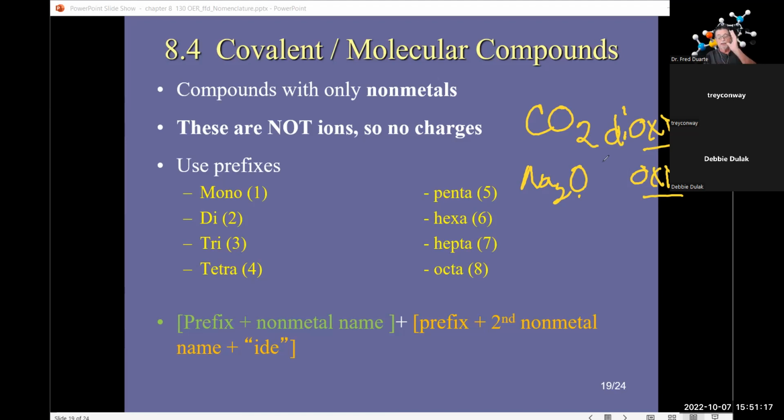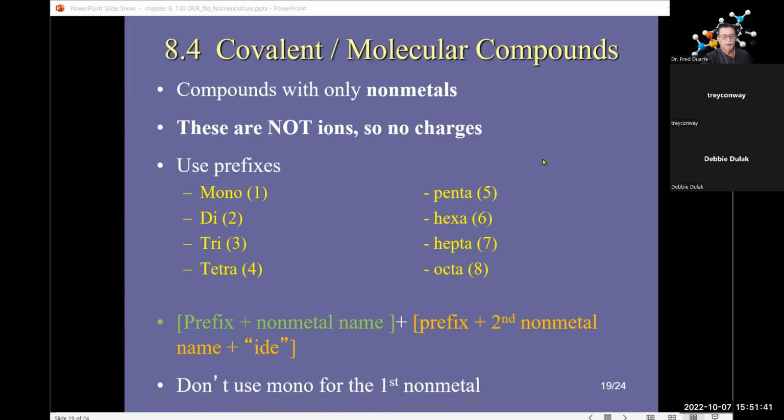And so normally you're going to have a nonmetal central atom followed by a nonmetal attached to the central atom, and what is attached to the central atom, that name changes to phosphide. And we'll give you some examples of that here in a bit. If it's the first nonmetal, we don't use mono, only for the second. So you got carbon dioxide, then you put carbon monoxide. It's not monocarbon, it's just simply carbon.